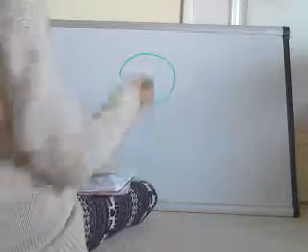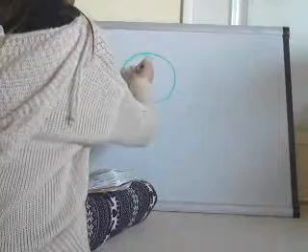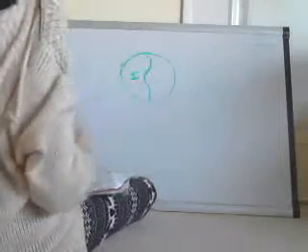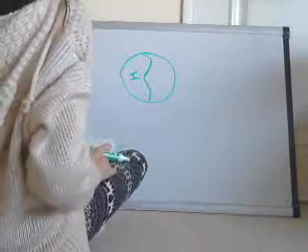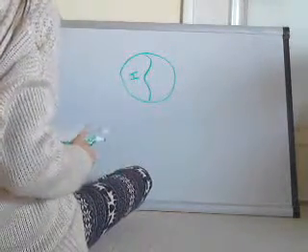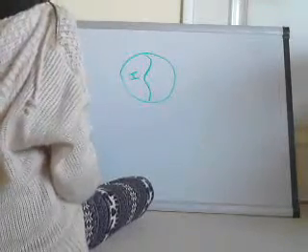I'm going to split this circle in half and name this side I. That stands for irrational numbers, which stands for any number that is non-terminating and non-repeating decimal. Examples are pi or the square root of 2.